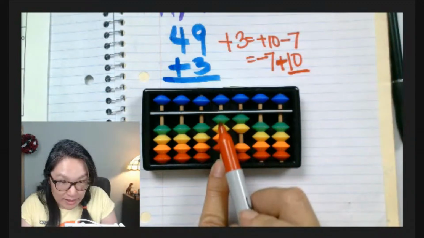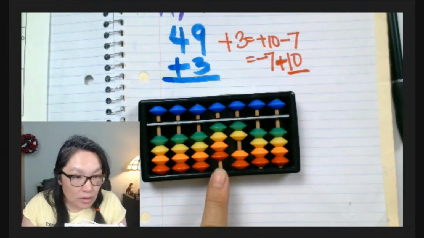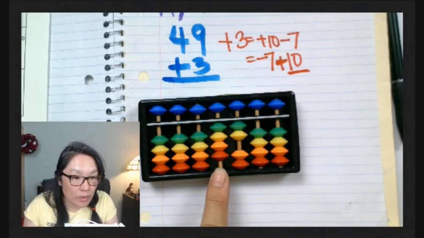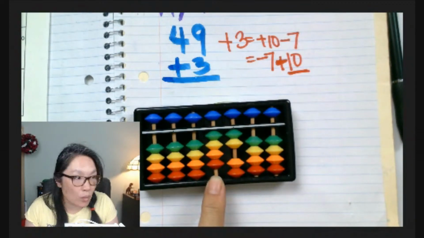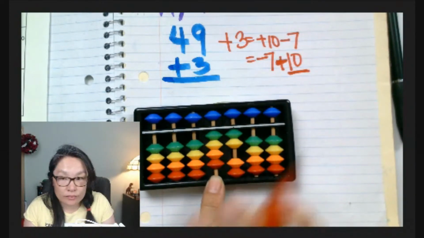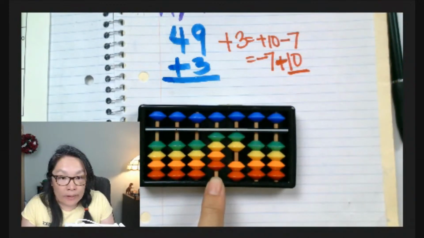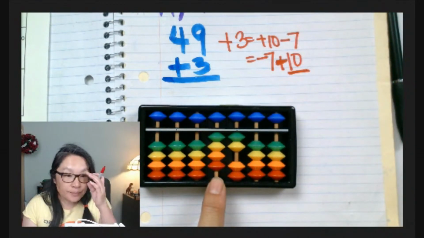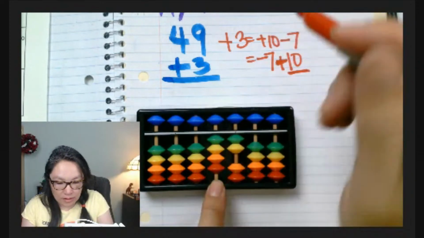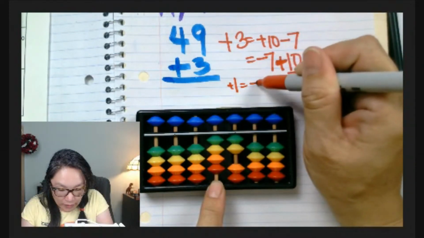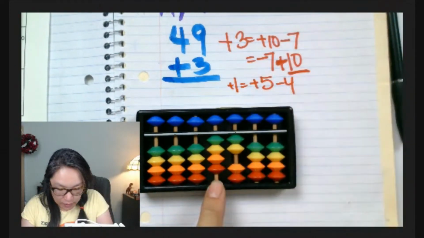Do we have enough beads to add the 1? No. We don't have enough beads to add the 1. What are we going to do? If we cannot add the 1, what do we do? Yes, because we need to add the 1, we have to plus the 5 minus the 4.